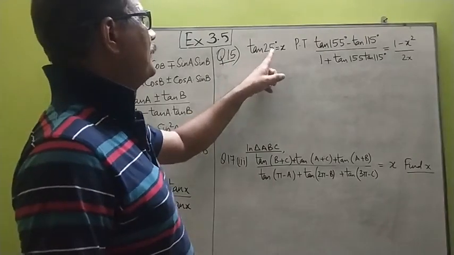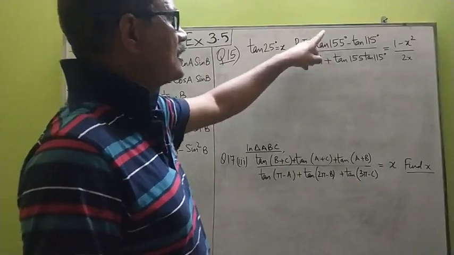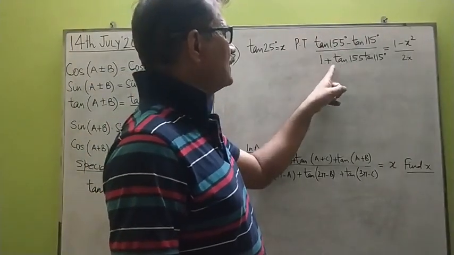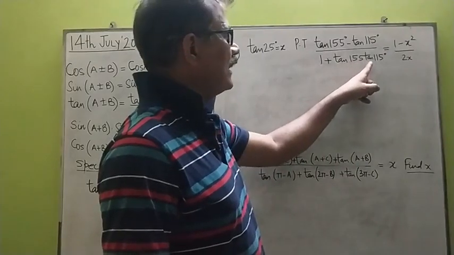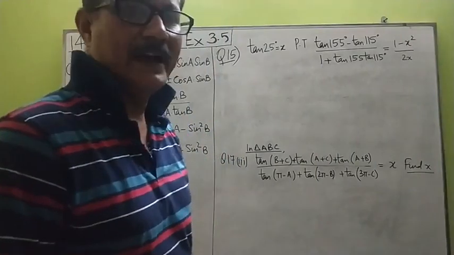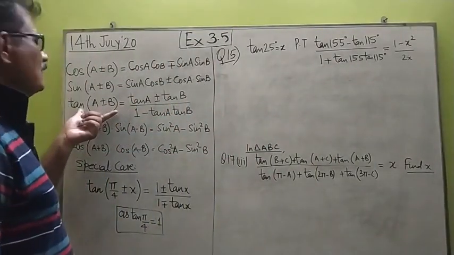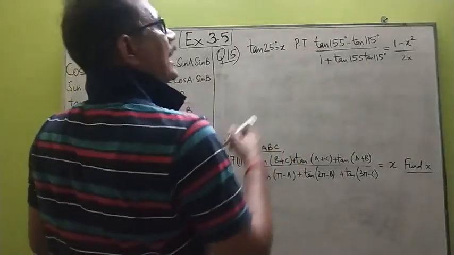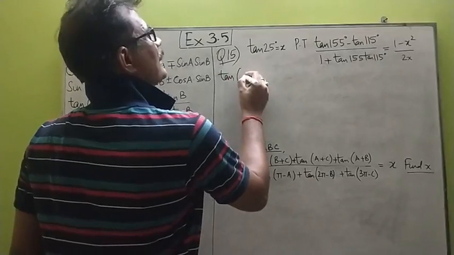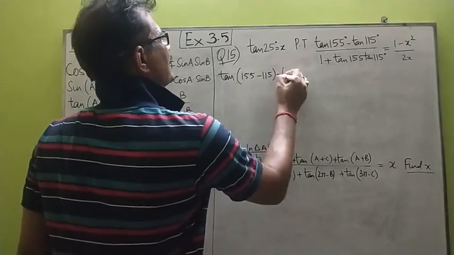Tan 25 value is being given to us as x, and you have been asked to prove that this expression, tan 155 degree minus tan 115 degree upon 1 plus tan 155 degree into tan 115 degree, will take up the expression 1 minus x square upon 2x. If somebody looks at this expression, he will say that this is the formula of tan of a minus b. But what is tan of a minus b? Tan of a is 155 minus 115. That turns out to be tan of 40 degree.